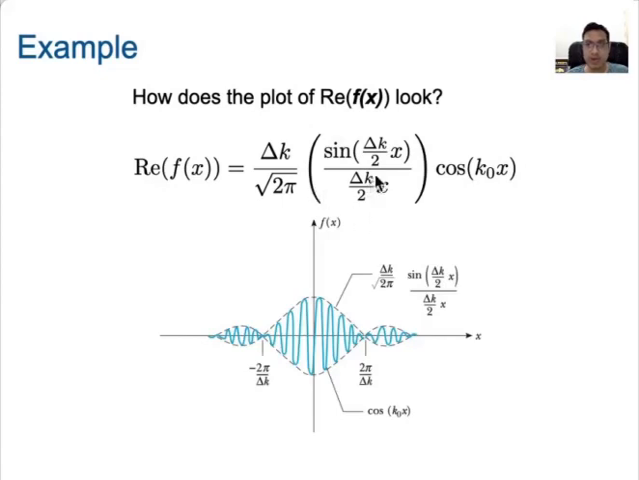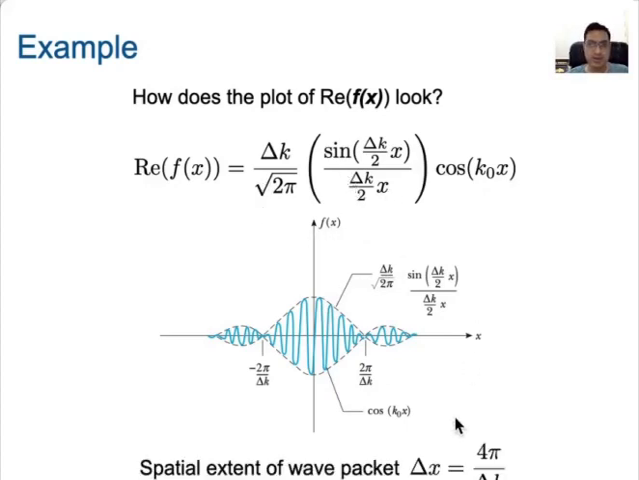Now if you plot this quantity, can you see something that you have learned in the previous lecture? This looks pretty much like a wave packet. The width of the wave packet is given by minus 2 pi over delta k to 2 pi over delta k. So the width of the wave packet is 4 pi over delta k. The inside component is this cosine k0 x, and the envelope is given by this quantity. So that's what I have said.